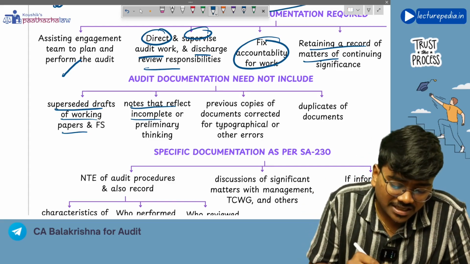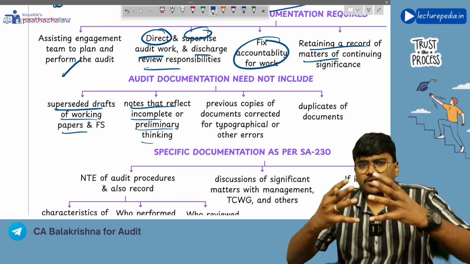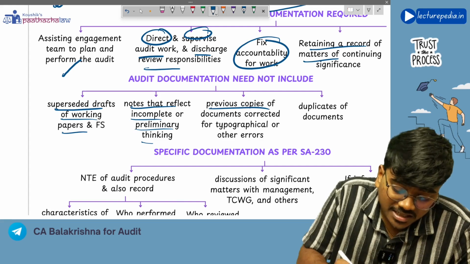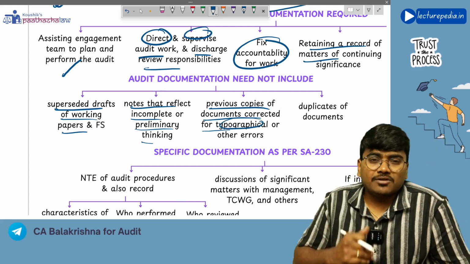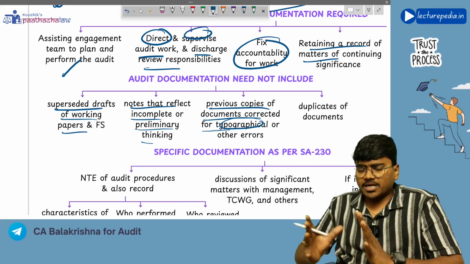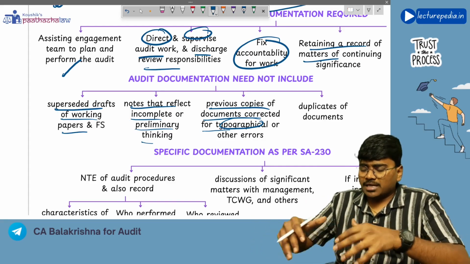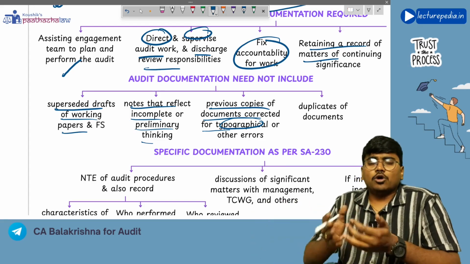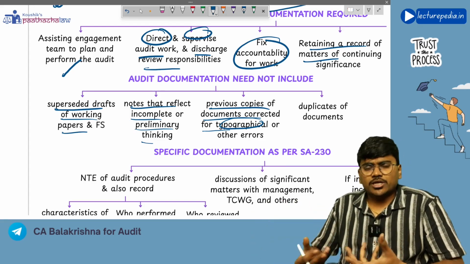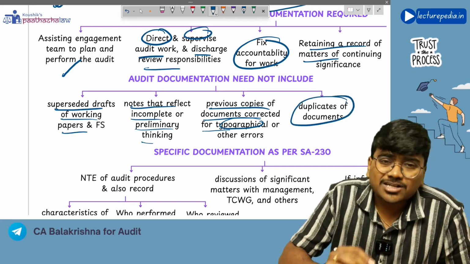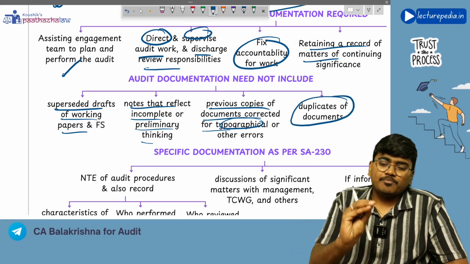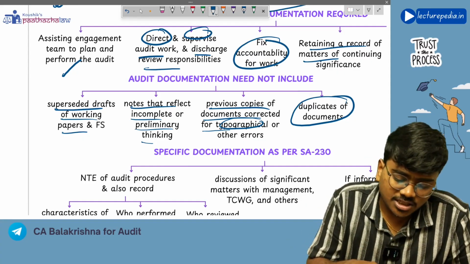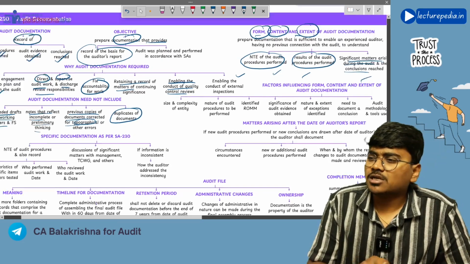Next, notes that reflect incomplete or preliminary thinking. Some of the preliminary notes that you have maintained also need not be documented. Next, previous copies of documents corrected for typographical errors. You have prepared a particular paper, and there are some errors in that. So you have corrected them and replaced it with the new paper. Then the old one in which there are typographical errors, you need not document. Next, duplicates of documents. Only one copy is sufficient. The duplicate copies you need not document, right? These things need not be included in the audit documentation.